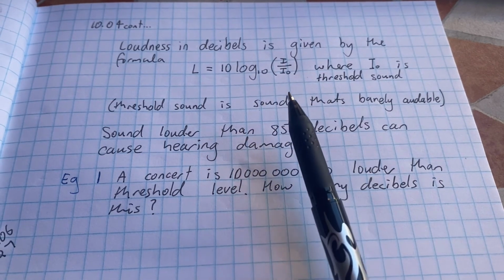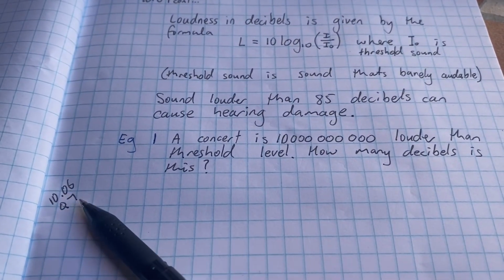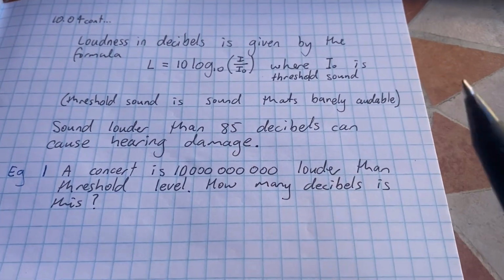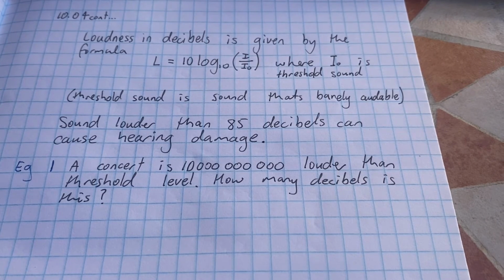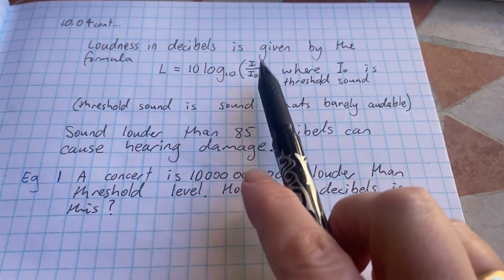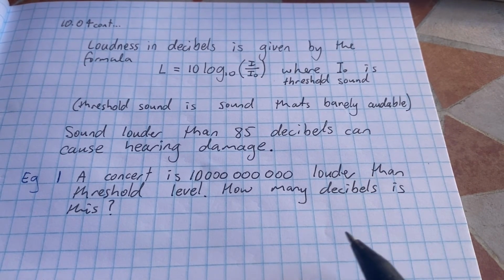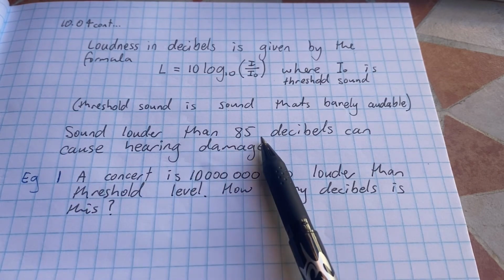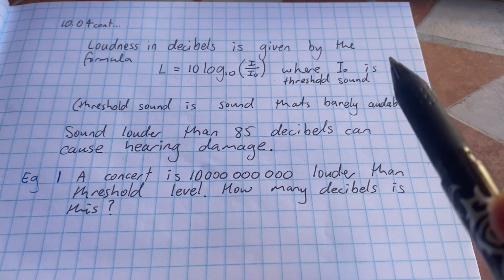Now, I just wanted to point out that when you come to exercise 10.06, question 7, this formula is correct. The answers in the back of the book are wrong, and I will mention that again when we do exercise 10.06. This is the correct formula to use in that question. Okay, so let's have a look. Firstly, it's good to be aware that sound louder than 85 decibels can cause hearing damage. So let's look at this example.